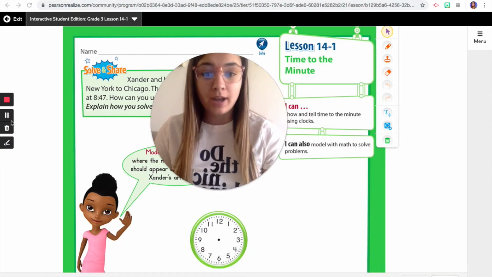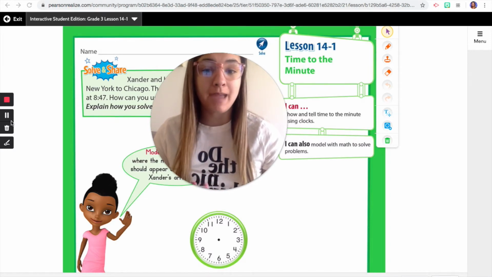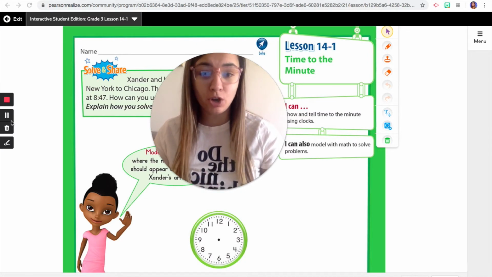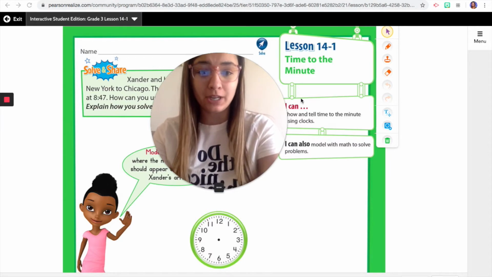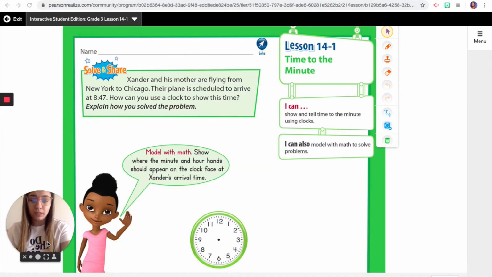So today we are actually starting a new topic, and this topic is about solving time, capacity, and mass problems. So the first thing that we're going to do is start off with time. And if you can see up here in the corner, our lesson today is time to the minute. So again, like last time, I'm going to make myself smaller and put myself over here in the corner so that you can focus on the middle of the page.